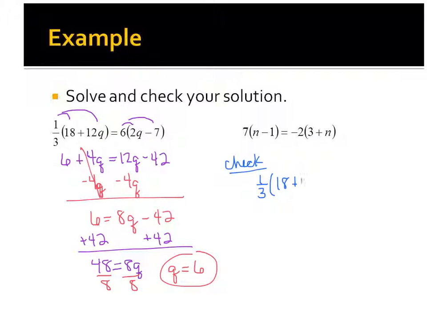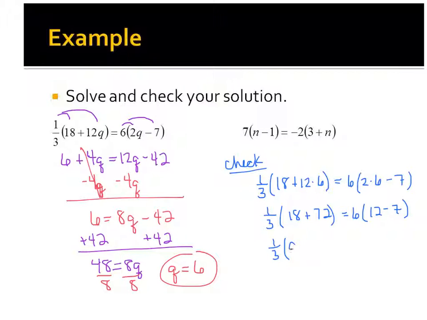So 1/3 times 18 plus 12 times 6 equals 6 times 2 times 6 minus 7. I would strictly just follow your order of operations, and let's do parentheses. So this is 1/3 times 18 plus 72 equals 6 times 12 minus 7, which is 1/3 times 90 equals 6 times 5. 1/3 of 90 is 30, and 6 times 5 is 30. So we know we have the right answer.